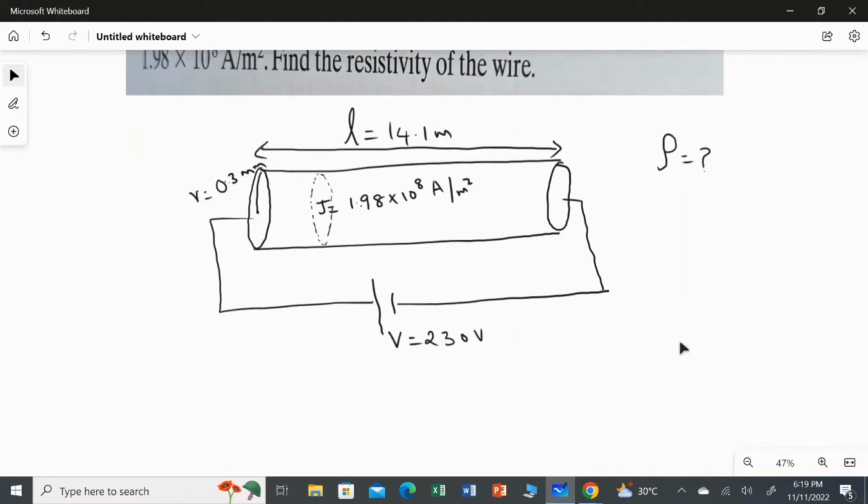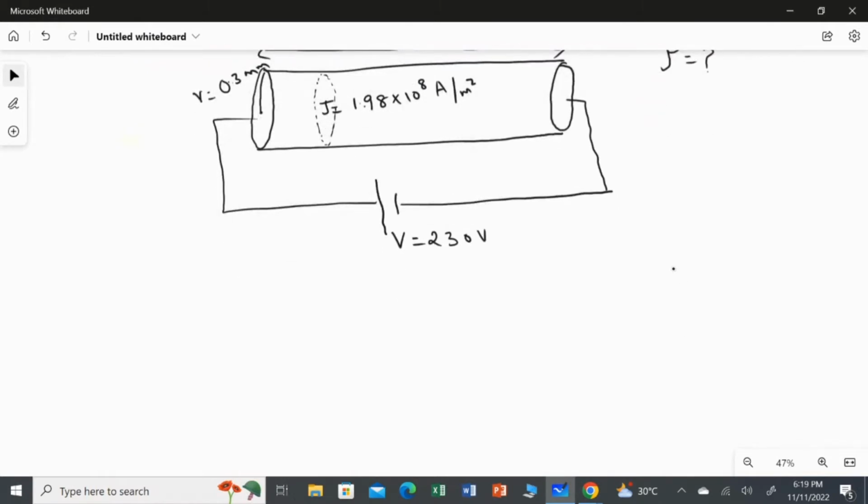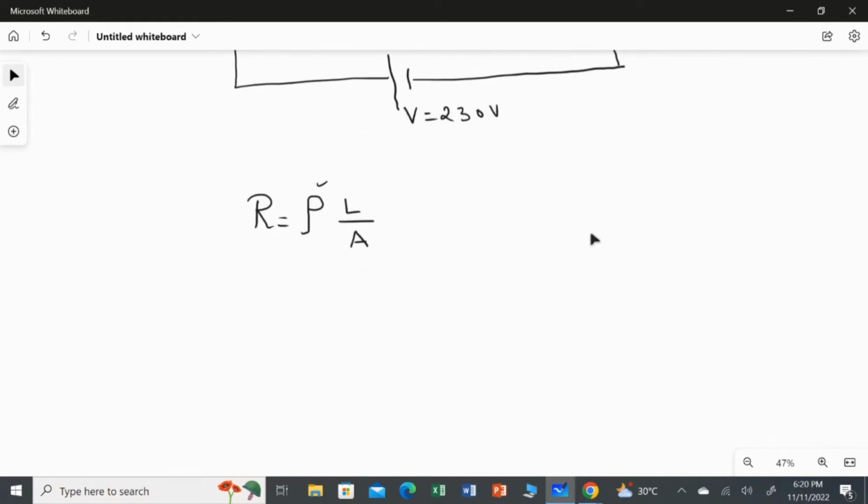What is the formula for the resistance? The formula for the resistance R is equal to resistivity rho multiplied by L over area. Clear? So this is the rule for finding the resistance. And from this formula, we are going to rearrange this equation in terms of resistivity. So how can you write it? You can modify it as rho is equal to R multiplied by area over L.